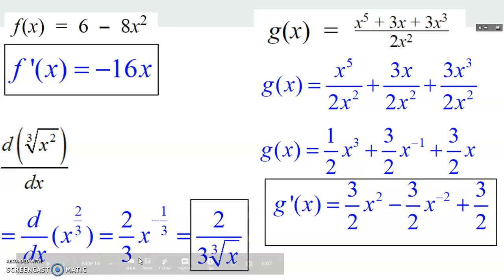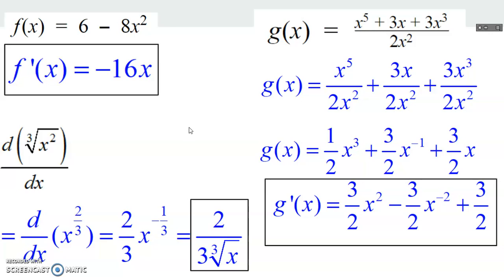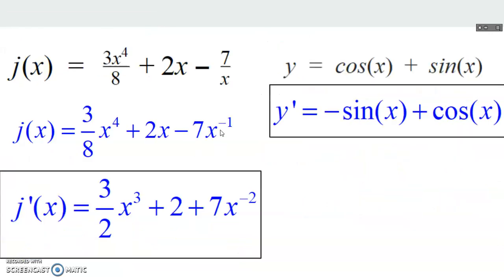Derivative, move the 2/3 in front, drop it down to -1/3. You can leave your answer as 2/3 x to the -1/3, or you can rewrite it with the cube root of x on the bottom. Either is fine. This one, again, just write each one in the form that makes the most sense. 7 over x, write it as 7x to the -1. Take the derivative of each piece.